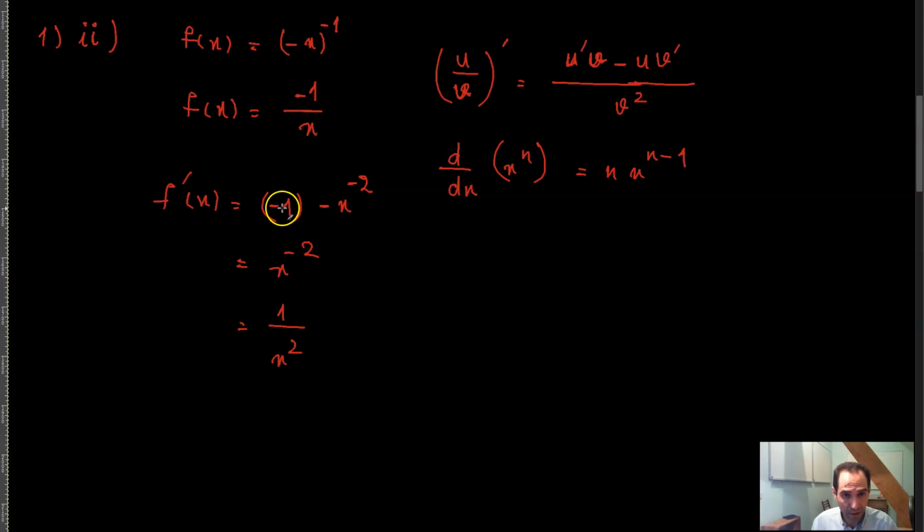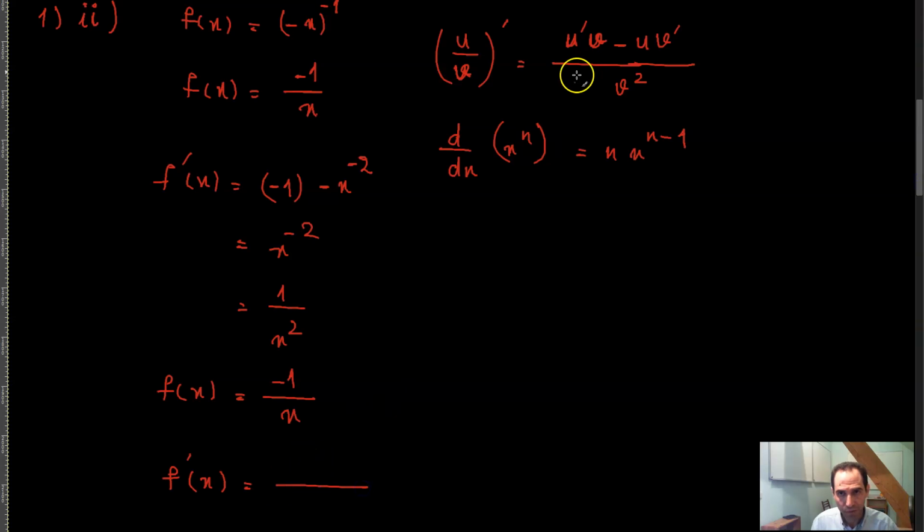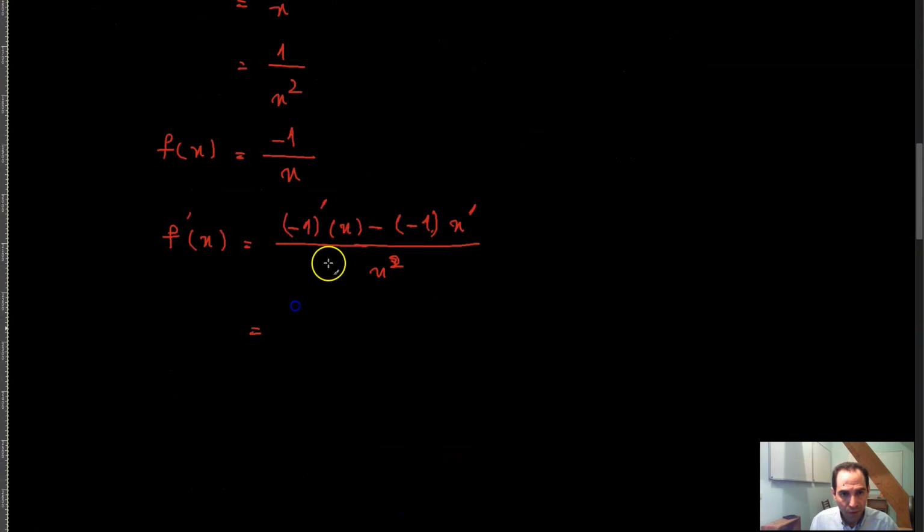I mean, you need to be careful about these signs here. You can do this, or you can use the quotient rule, meaning that you can write f of x as negative 1 over x, and then f prime of x would be u prime, which is negative 1 whole prime, times x, minus u, which is negative 1, times v prime, which is x prime, divided by x squared, right? And so you will get the derivative of negative 1 is equal to 0, so this whole thing becomes 0, negative into negative is positive, the derivative of x is equal to 1, so that's 1 over x squared, the same thing that we got over here.